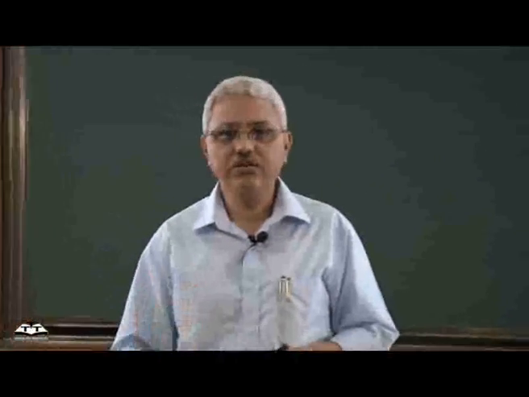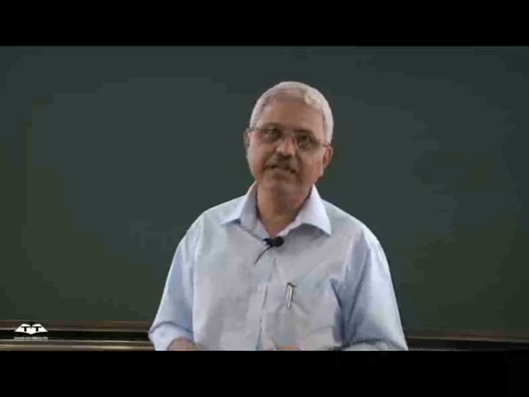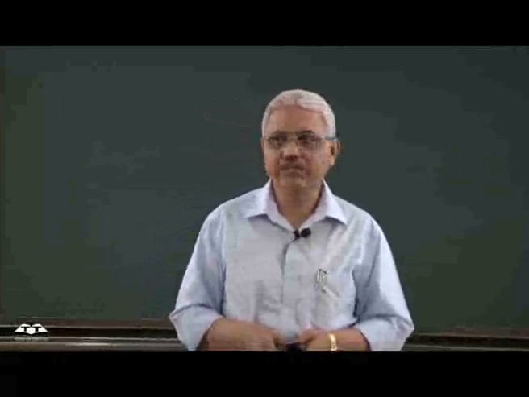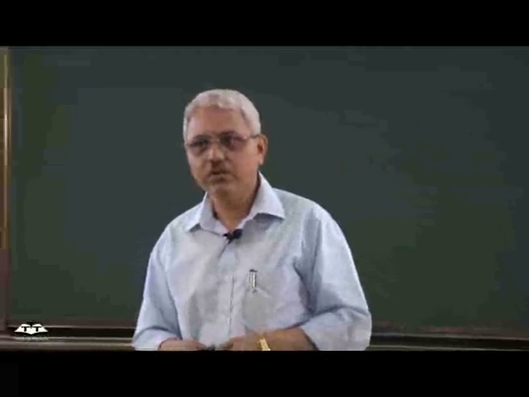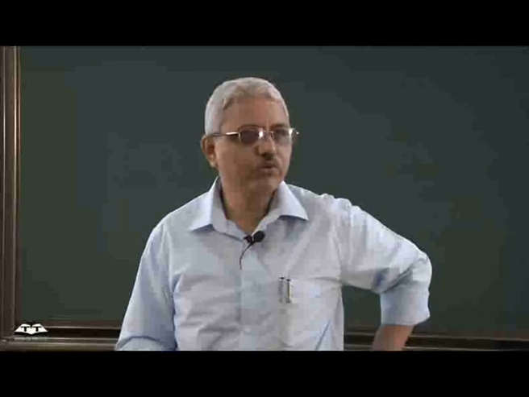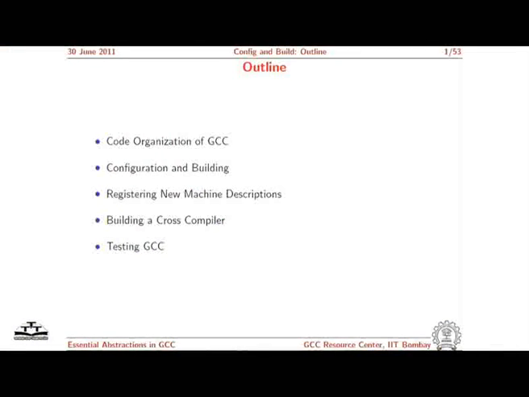So let's start looking at the configuration and building. What are the issues that are required when we say we want to build GCC, we want to configure GCC. So here is an outline. We'll look at how the GCC code is organized. We'll look at what are the steps that are required for configuring GCC. We're going to spend most of the time on the first and second items. We'll spend a bit of time on how do we register new machine descriptions in GCC, how do we retarget GCC for new machine descriptions.